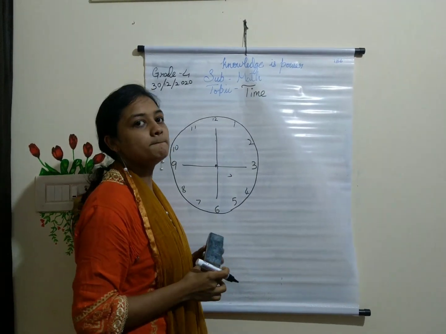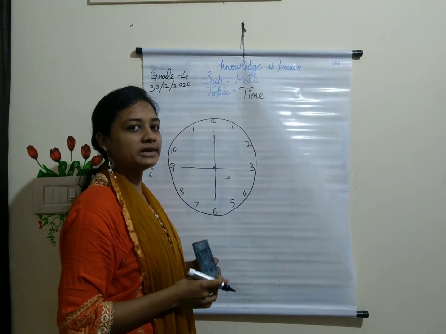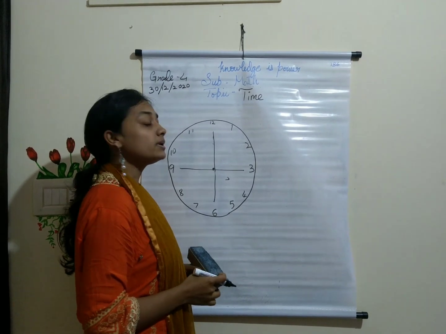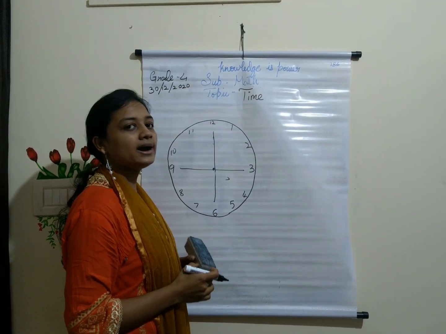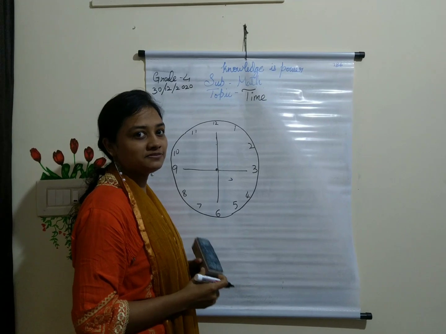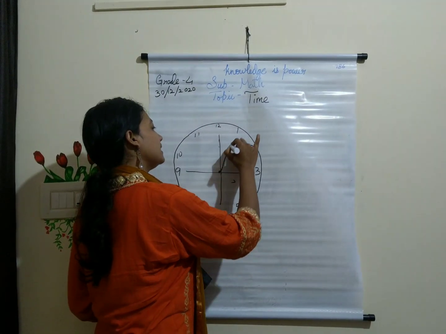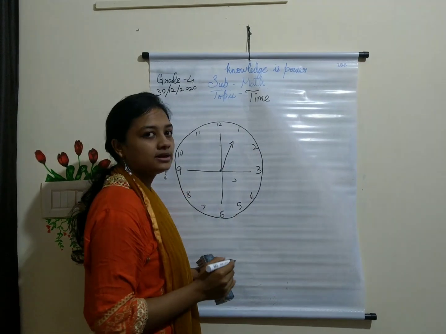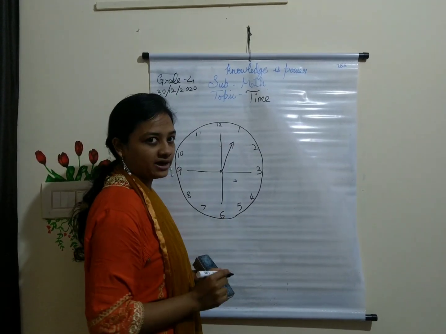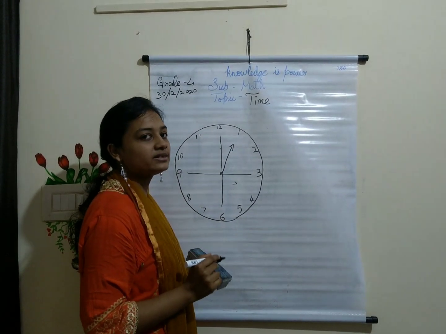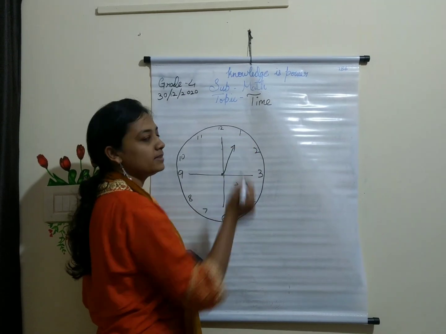Now let's go for the minute hand, that is the bigger hand. Whichever number the minute hand shows, I have to multiply that number with 5 and say the answer. Example, if my big hand is showing 1, multiply 1 with 5. Answer is 5. 5 ones are 5. So it is 5 minutes.